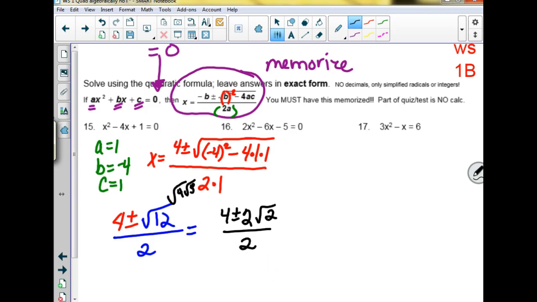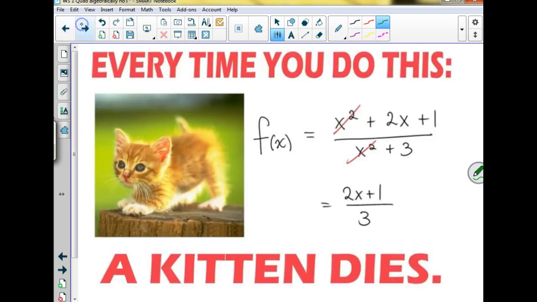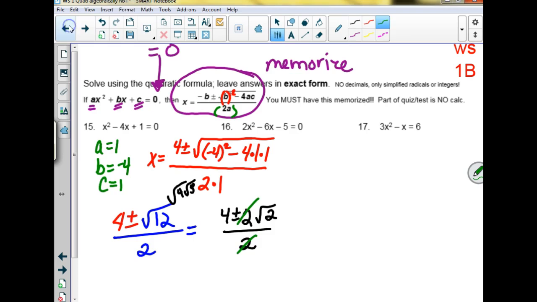Now, this is what someone's going to do. They're going to say this 2 and this 2 cancel, and there's my answer. Okay. Here's my meme. Every time you do this, you kill a kitten. Okay? You can't cancel part of something like this. This is a whole quantity on the bottom and a whole quantity on the top. So, I could take a 2 out of the top and cancel it.